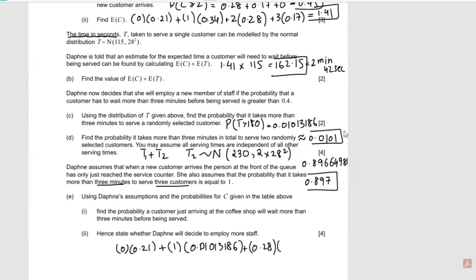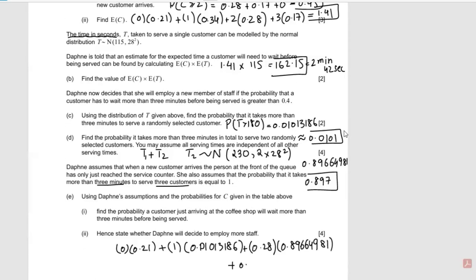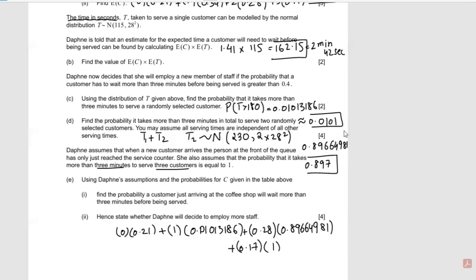And we got it from the linear combination part. It's going to be 0.89664981. And for 3 customers, the probability was 0.17, and the serving time is just a one. I messed up. Okay, fine. So for 2 and 1, everything is done.